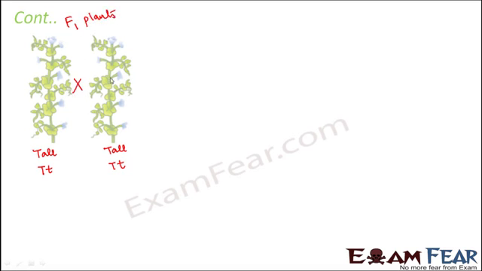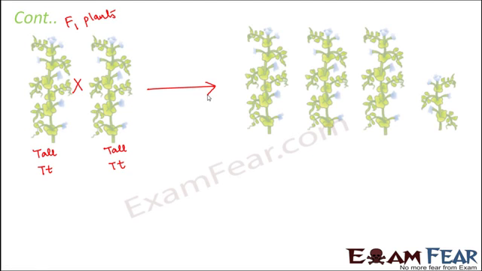Now they are self-pollinated. When I say self-pollinated, basically it is getting pollinated within the same plant. So you can say it is a cross between two exactly identical plants, right? That is self-pollination. So what was the result? The F2 generation was formed. And in the F2 generation, it was observed that most of the plants were again tall, but some dwarf plants were also observed.